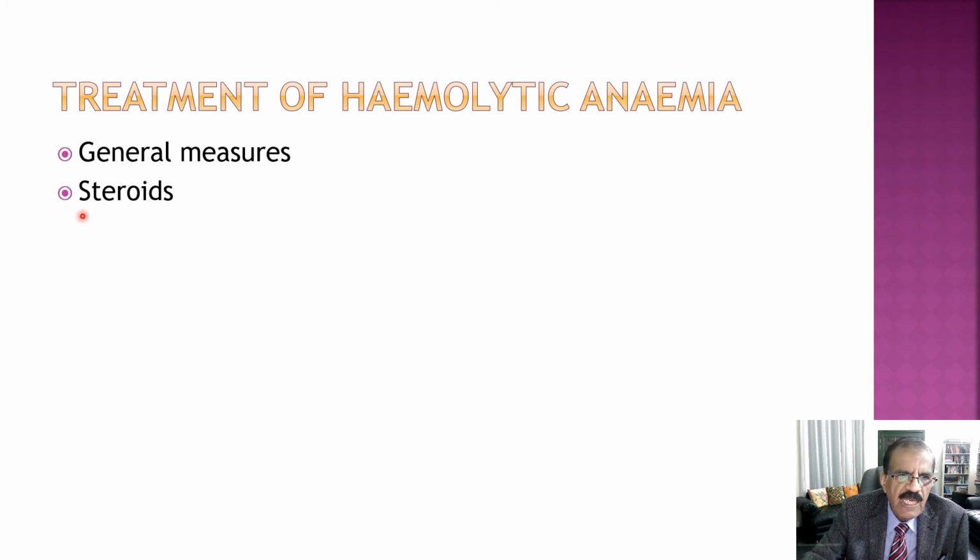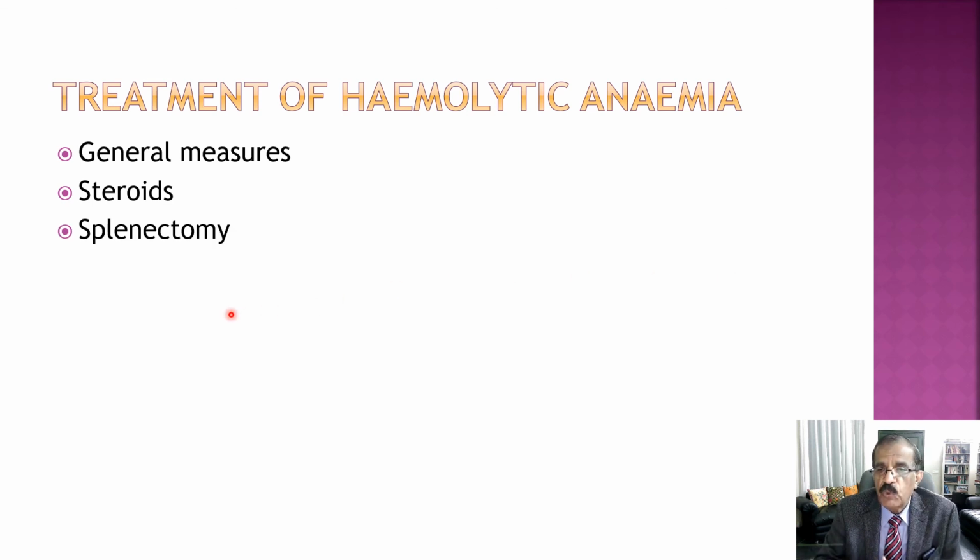In autoimmune hemolytic anemia, the treatment of choice is steroid, the first line treatment. Then of course we have to add some other steroid sparing drugs and other immunosuppressive drugs, but first line treatment in immunohemolytic anemia is steroids.